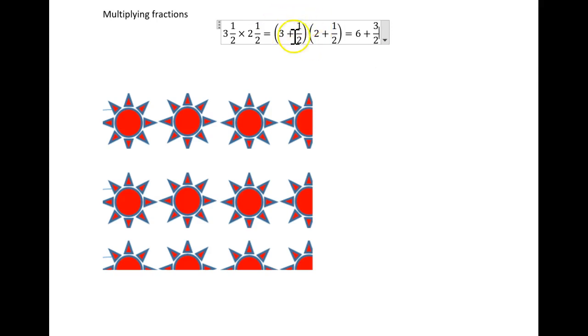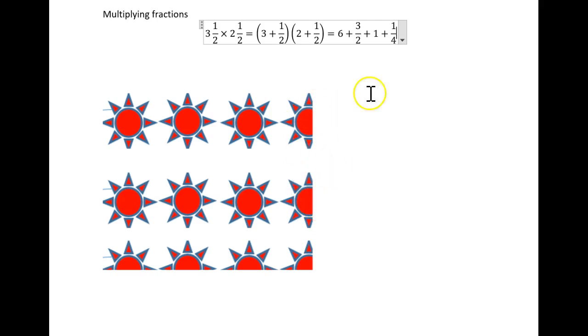Then we do half times 2, or half of 2. Half of 2 is 1, or 2 over 2. You can add 1 there. And then a half times a half. Half of a half is a quarter. 1 plus 1/4. And here we have all of our partial products, and they're all in here. Here's the 6 wholes. The 3 halves are right here. 1, 2, 3 half stars. The 1 is here. Our 2 half stars are 1, and the quarter is down here in the corner.